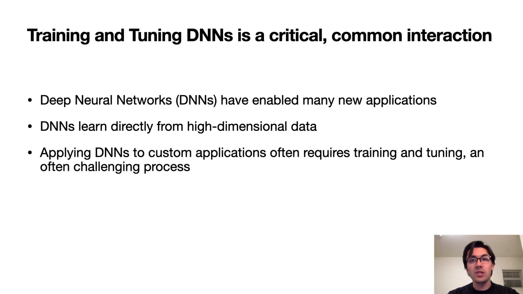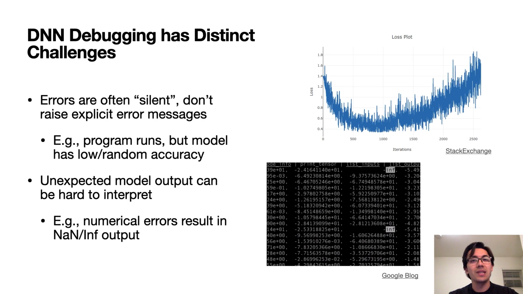Deep neural networks, or DNNs, are found in many modern applications because of their powerful ability to learn from high-dimensional data, like images and natural language. In order to use neural nets for custom applications, they must be trained and tuned, a process which can be challenging to debug. One significant challenge of this process is that errors are often silent.